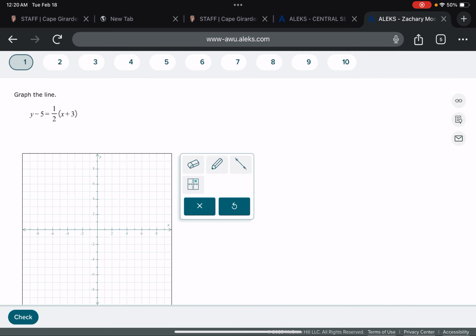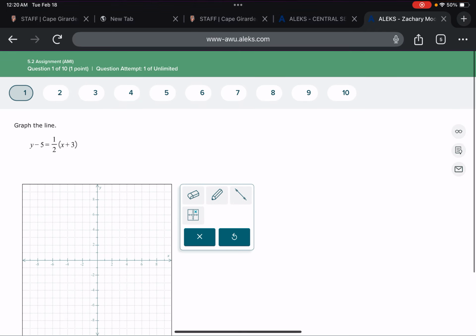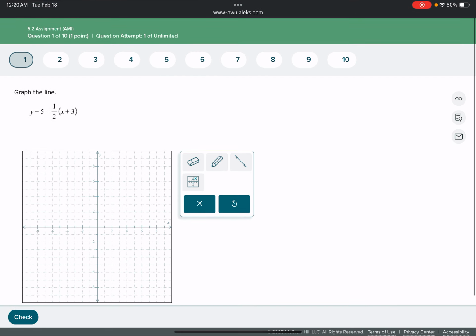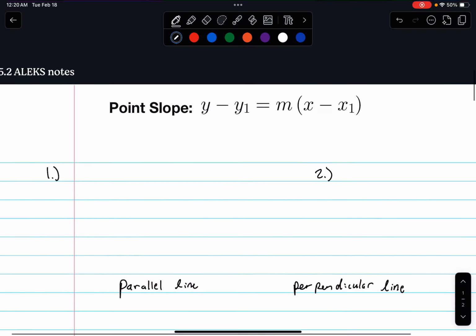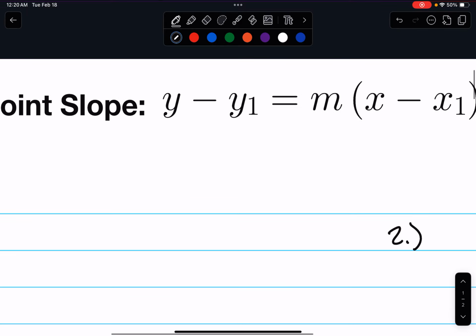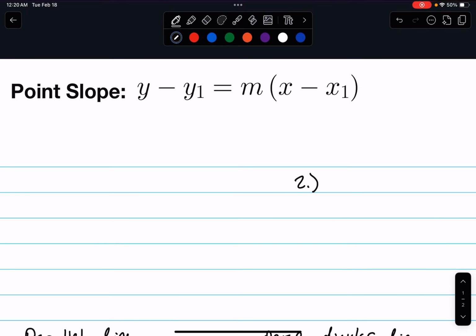Alright guys, I'm going to go over a couple of the homework problems on the assignment of 5.2. So on this first one, when we're talking about point slope form, first thing you have to do is know what the point slope formula is, which is y minus y1 is equal to m, and then in parentheses x minus x1.